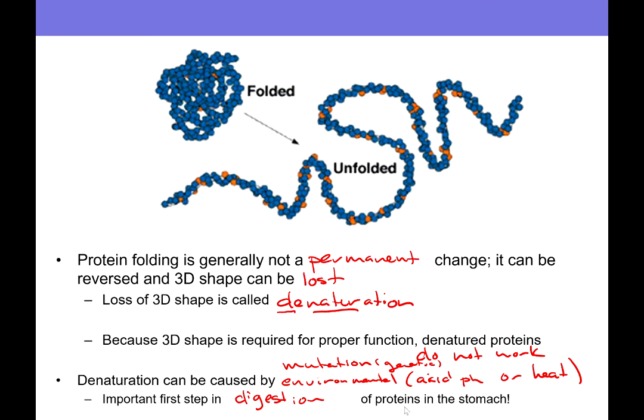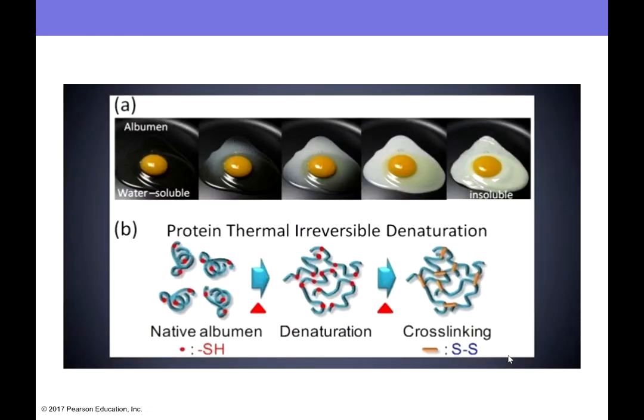And you can see this process for yourself if you ever fry an egg. So this is applying heat to cause denaturation. Egg proteins, the white is naturally clear, and as it heats up, you can see it start to turn white. And that's because the proteins in there are losing their natural form. They're becoming unfolded. This protein is called albumin.